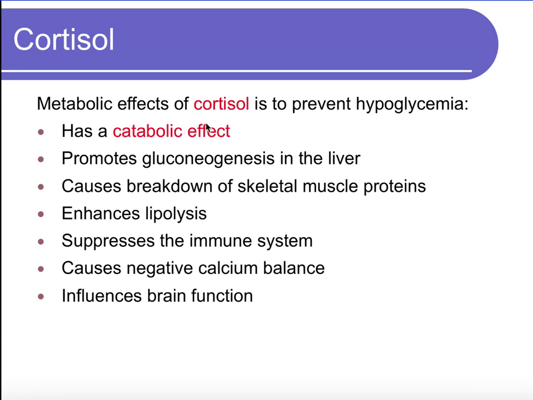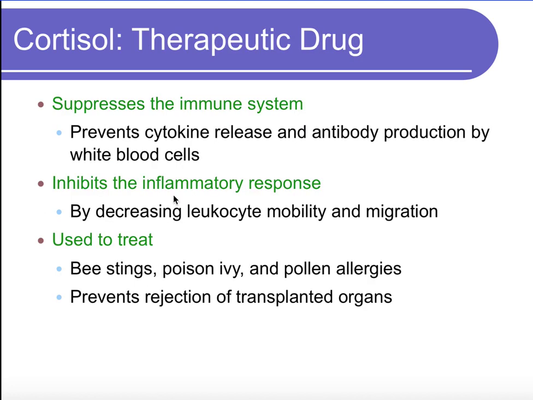So what does cortisol do? Again, it really helps prevent hypoglycemia. By having that catabolic effect on the body, breaking our body down, we're going to release substrates into the blood. So our liver will make new glucose. The breakdown of our muscles can cause the release of proteins. We'll again break down lipids. We'll suppress the immune system. And stress can also affect brain function. So we really want to make sure that we know how to manage stress appropriately.